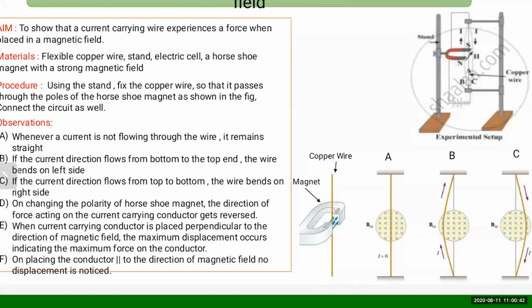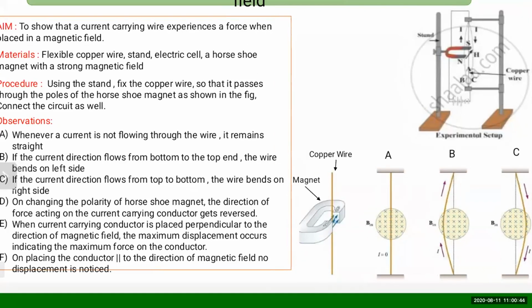So there are three figures, A, B and C. Look at figures A, B and C. A indicates that there is no current, and the conductor is in a straight position. In B, it indicates that the current flows from bottom to top. Look at that diagram B.